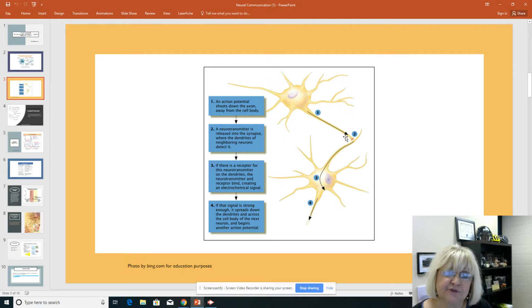If there's a receptor for the neurotransmitter on the dendrites, the neurotransmitter and the receptor bind, creating an electrochemical signal. And then if that signal is strong enough, it will then spread down the dendrites and across the cell body of the next neuron, and it begins another action potential.